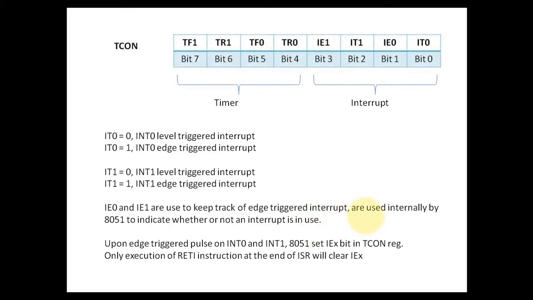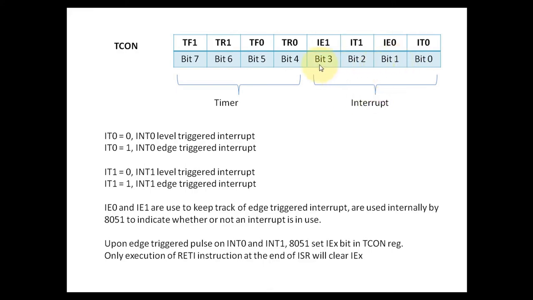To configure the microcontroller for edge triggered interrupt, you have to give logic 1 to bit number 0 for the external interrupt 0 pin, and logic 1 to bit number 2 for configuring INT 1 as an edge triggered interrupt. So these two bits are used to configure the 8051 microcontroller as either level triggered or edge triggered. If it is 1, edge triggered. If it is 0, level triggered interrupt.